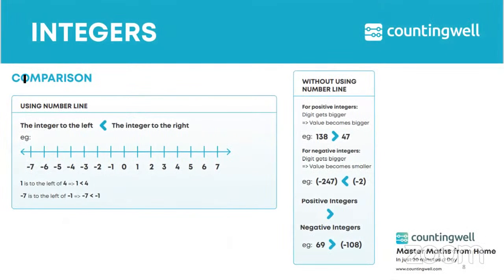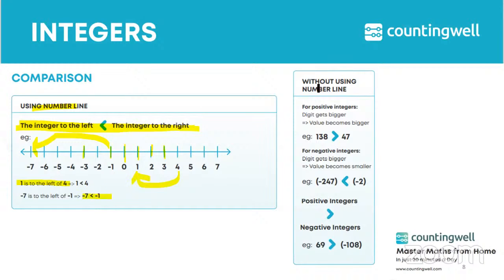Now let us see how to compare integers using the number line. It is as simple as this statement. We have here one inequality. The integer to the left is less than the integer to the right. So minus 1 will be less than 1, minus 3 will be less than 0, 2 will be less than 3. If it is left of 0, you can see 1 is left of 4. So 1 is less than 4. Minus 7 is left of minus 1. So minus 7 is less than minus 1.